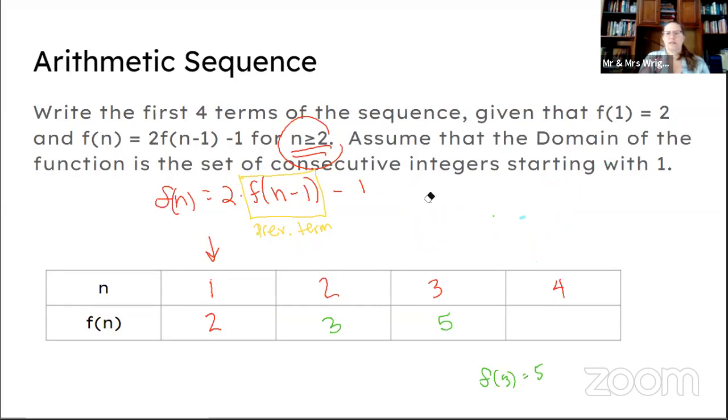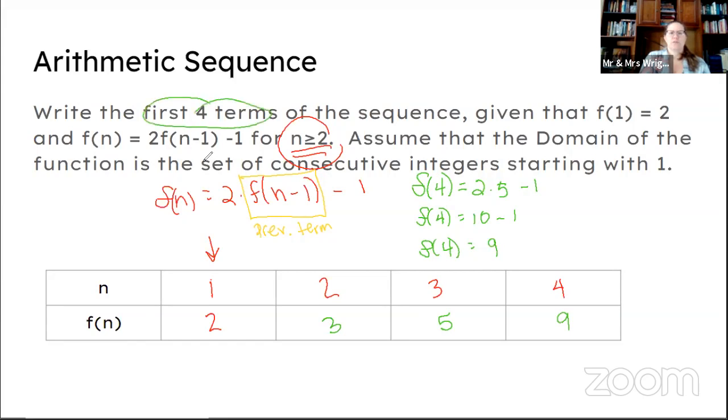All right, so let's look at f of 4. F of 4 is 2 times the previous term. The previous term in this case, we're looking for 4, the previous term is 5. 2 times 5 minus 1. Order of operations tells us we're going to do multiplication first. That's 10 minus 1. F of 4 is 9. Okay, so we were asked for the first 4 terms, terms 1, 2, 3, and 4, and we got it done.